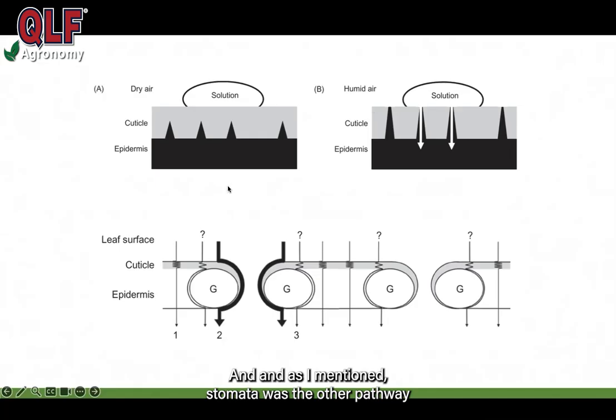And as I mentioned, stomata was the other pathway, in which when those stomata are open, the nutrients are able to pass through the stomata, traveling along the guard cells, for example, and moving into the leaf. So this would be your two main pathways.